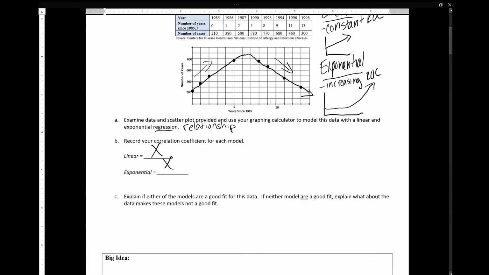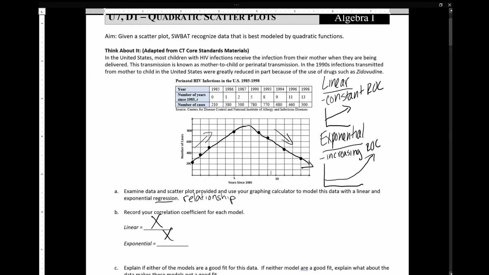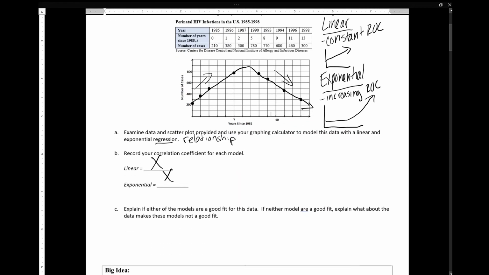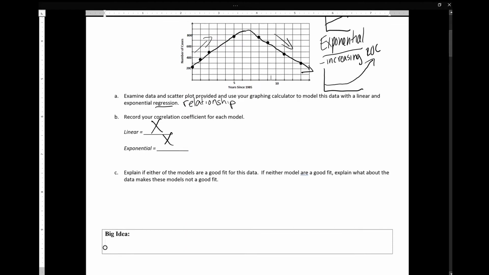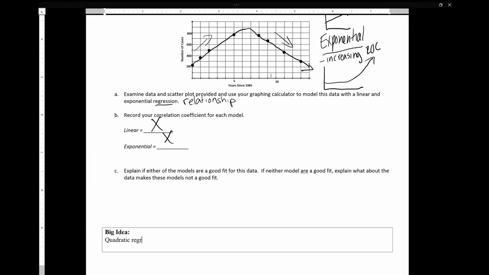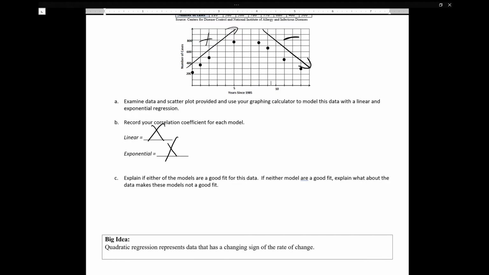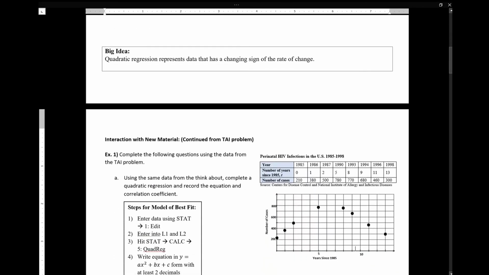So what is our big idea for today? Well, we know linear regressions and exponential regressions. We've been over that previously. Today, we're going to be introducing quadratic regressions. A quadratic regression represents data that has a changing sign of the rate of change. When I'm talking about a changing sign, I'm saying that at one point, my rate of change is positive, meaning it's increasing, and at another point, it's going down, it's decreasing. Now that we know our big idea, let's go ahead and move on into our interaction with new material.